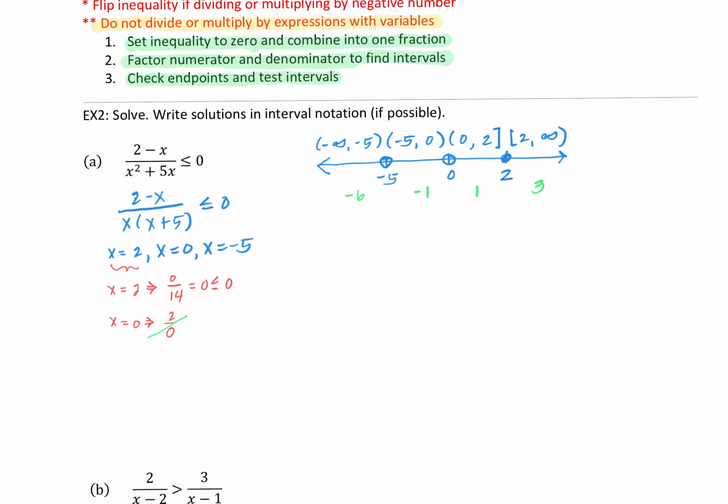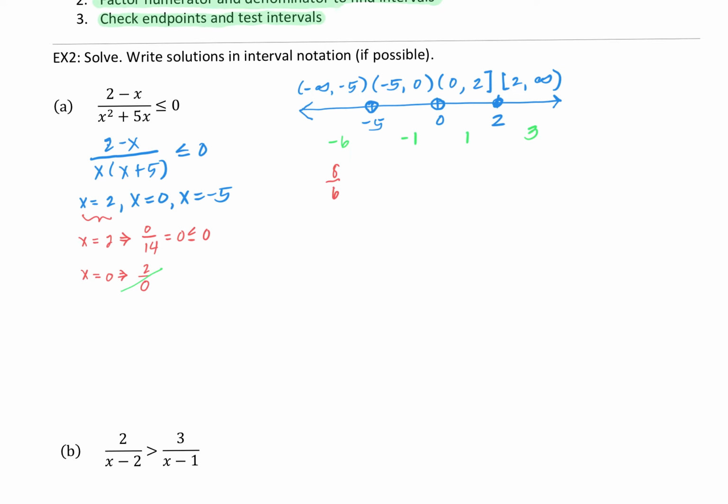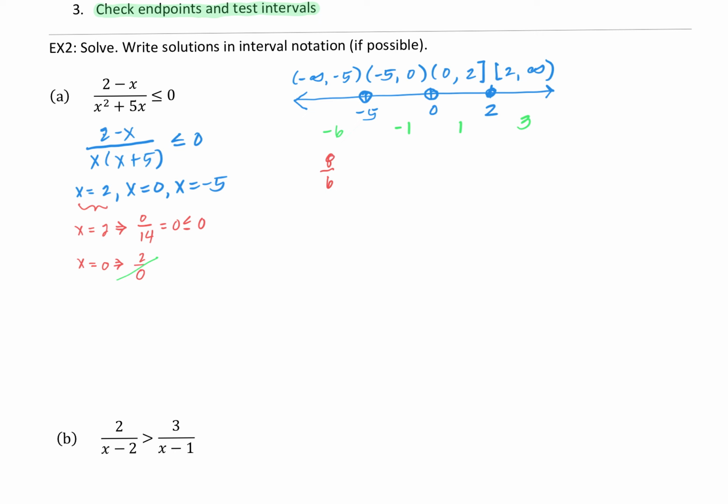Now when I put negative 6 into the inequality, I get 2 minus a negative 6 in the numerator, so that would give me a positive 8 over 36 minus 30, which would give me a positive 6. So the question is, oops, this is an 8. This looks weird. I'm not going to reduce it. 8 over 6, is that less than or equal to 0? No, because 8 over 6 is positive. It's actually greater than 0. So I can't use anything in that first interval.